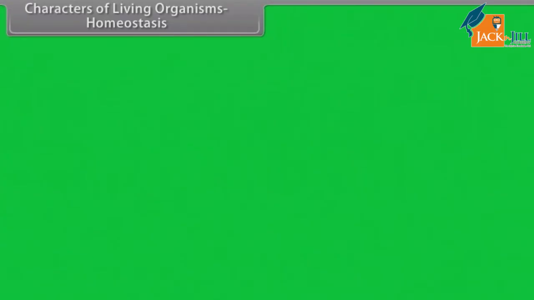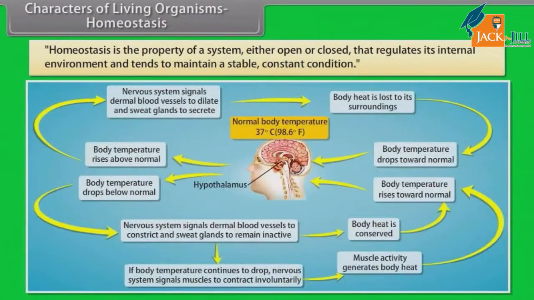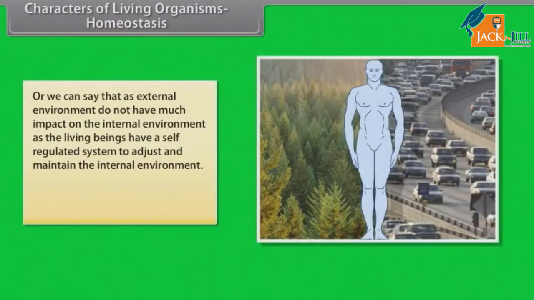Characters of living organisms. Homeostasis. Homeostasis is the property of a system, either open or closed, that regulates its internal environment and tends to maintain a stable, constant condition. Or we can say that the external environment does not have much impact on the internal environment, as living beings have a self-regulated system to adjust and maintain the internal environment. The phenomenon is called homeostasis.